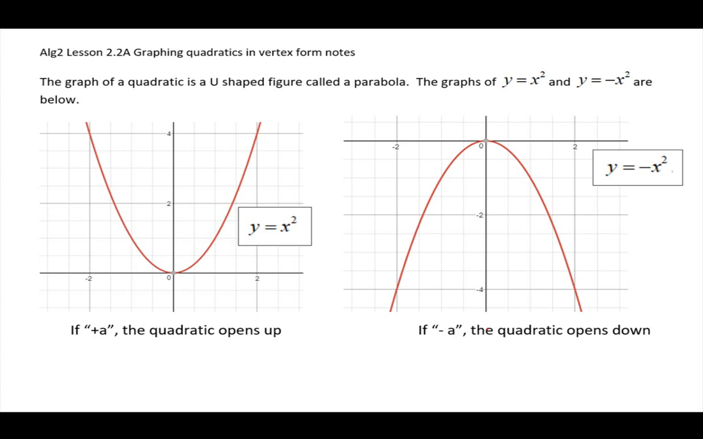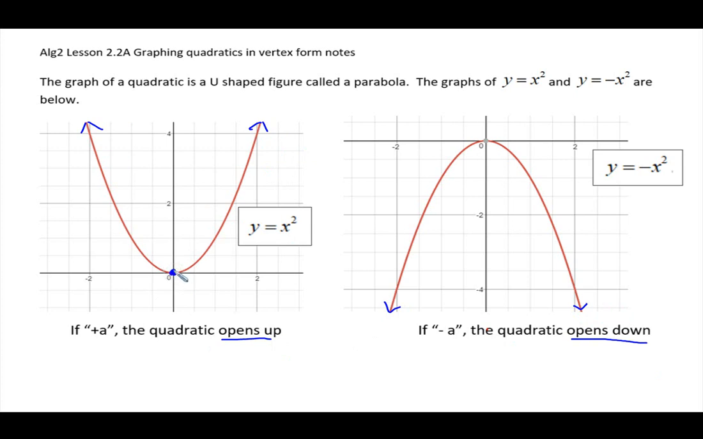There are some properties of a quadratic that you need to know that are very important. When we graph y equals x squared or y equals negative x squared, we get this U-shaped figure. This is called a parabola. When it's a U, we say that it opens up. When it's an upside down U, we say that it opens down.